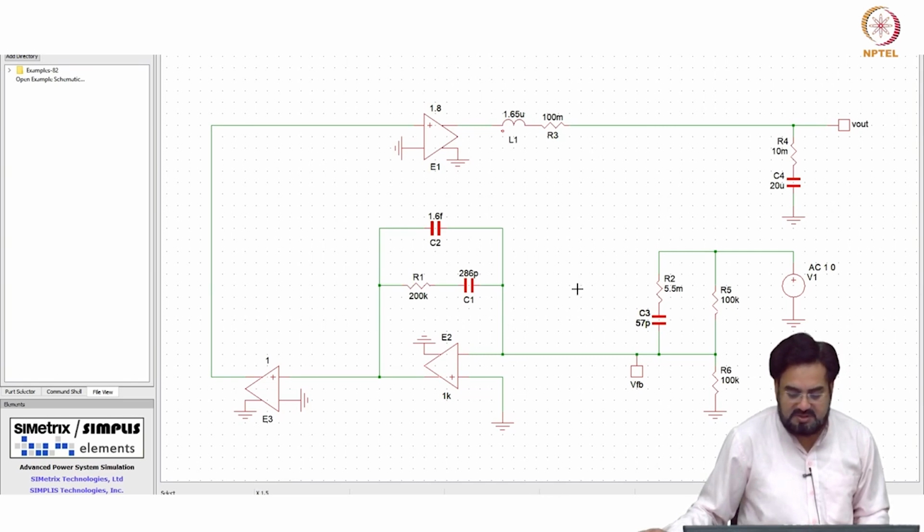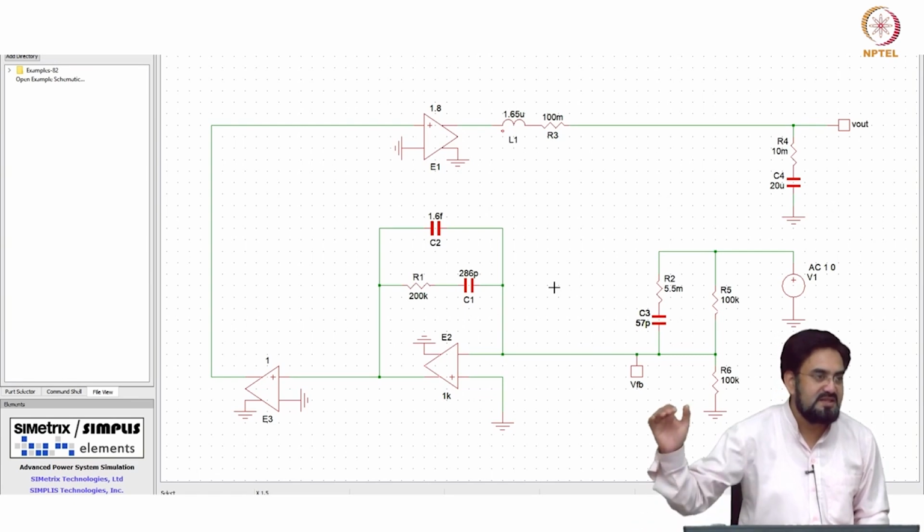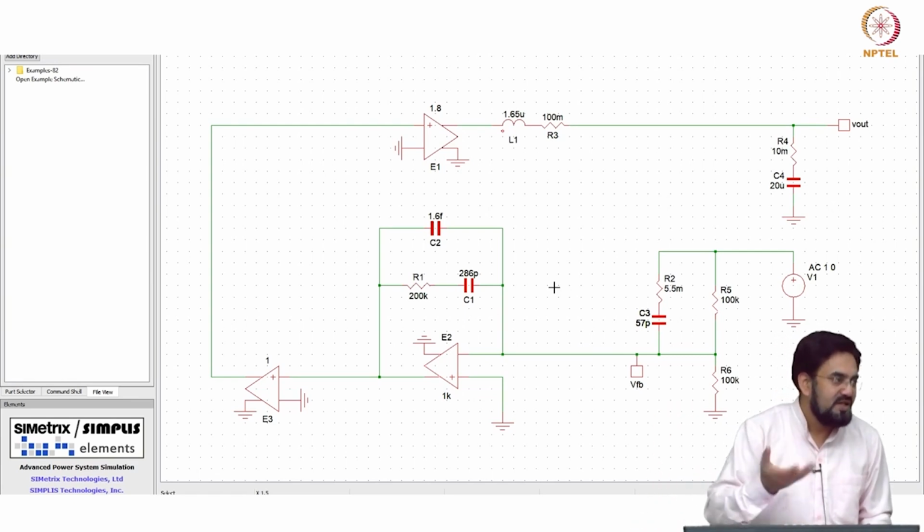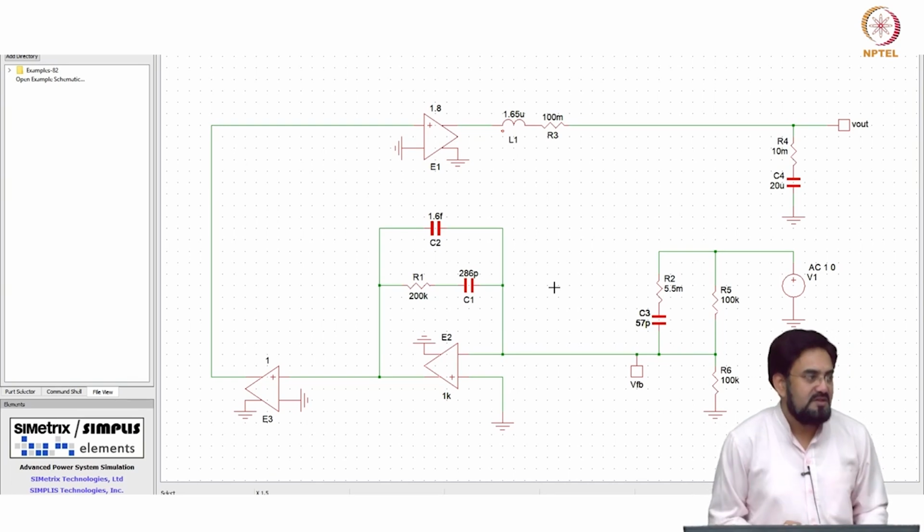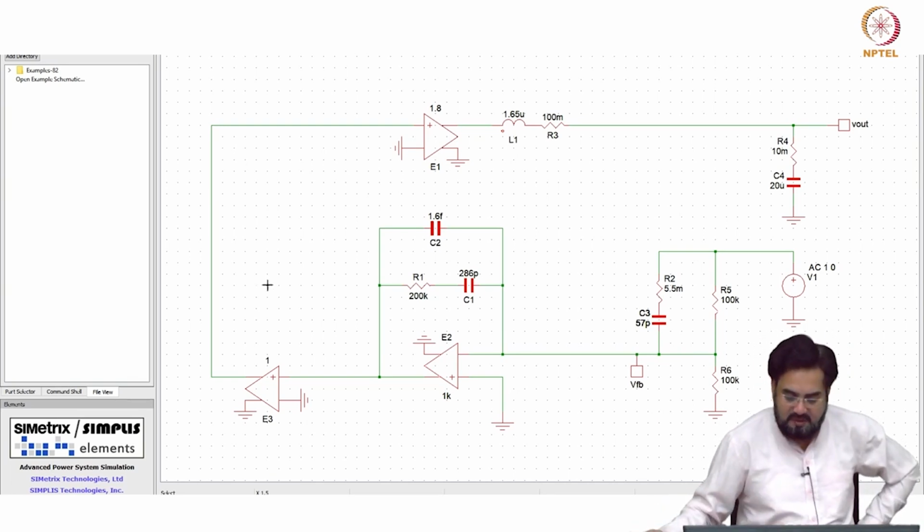So, without these poles you have to make sure that your phase margin is enough, so that after adding this pole you still get 55 to 60 degrees kind of phase margin. Okay.